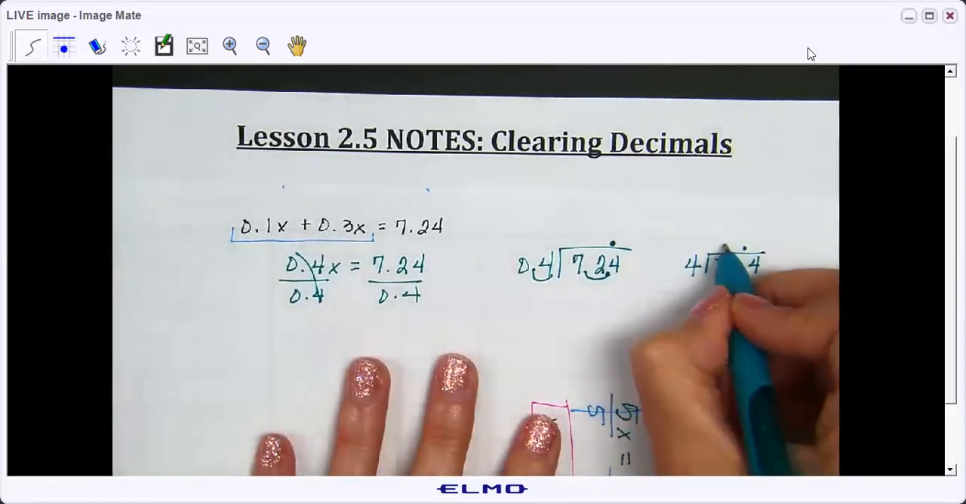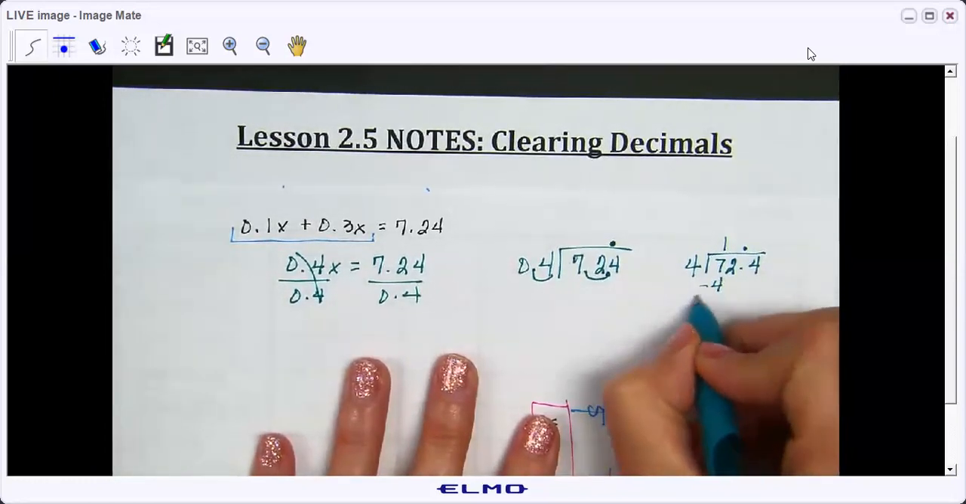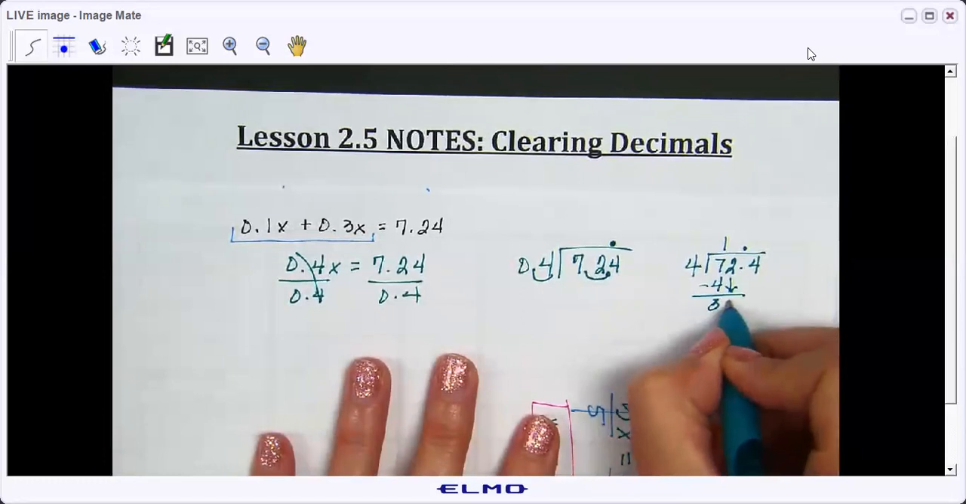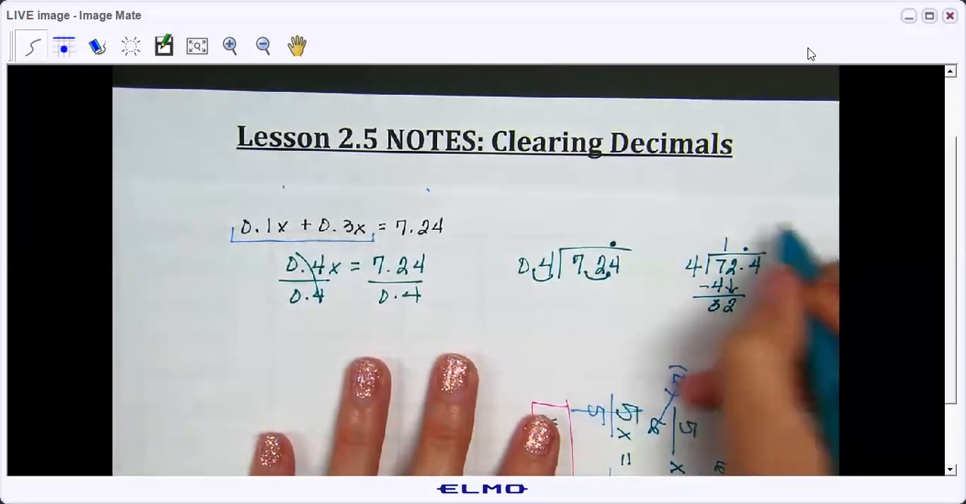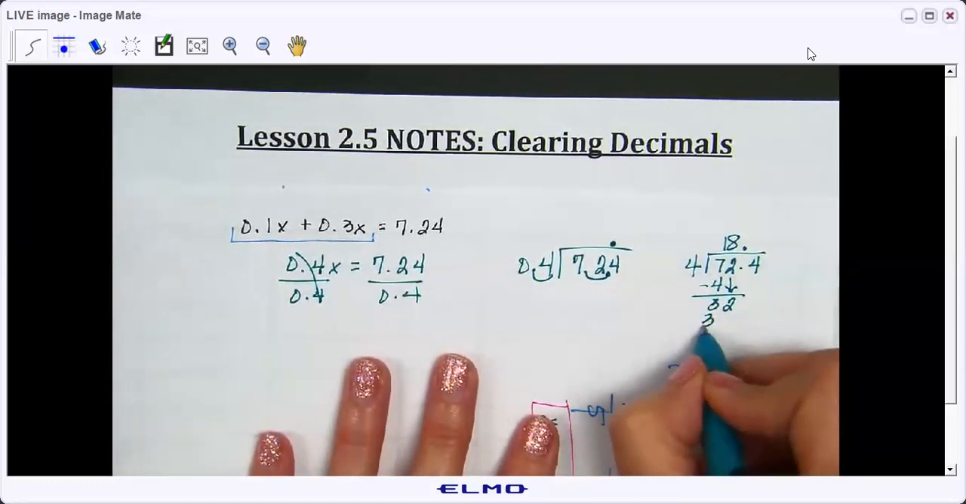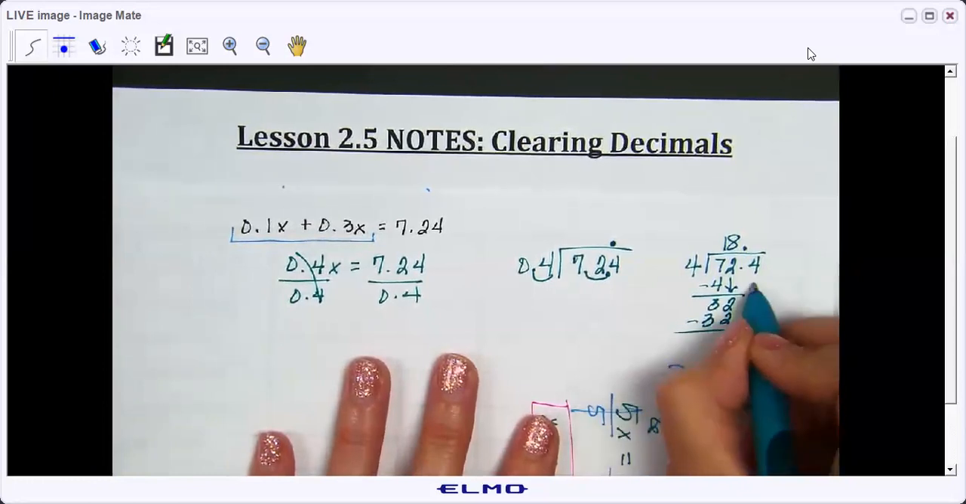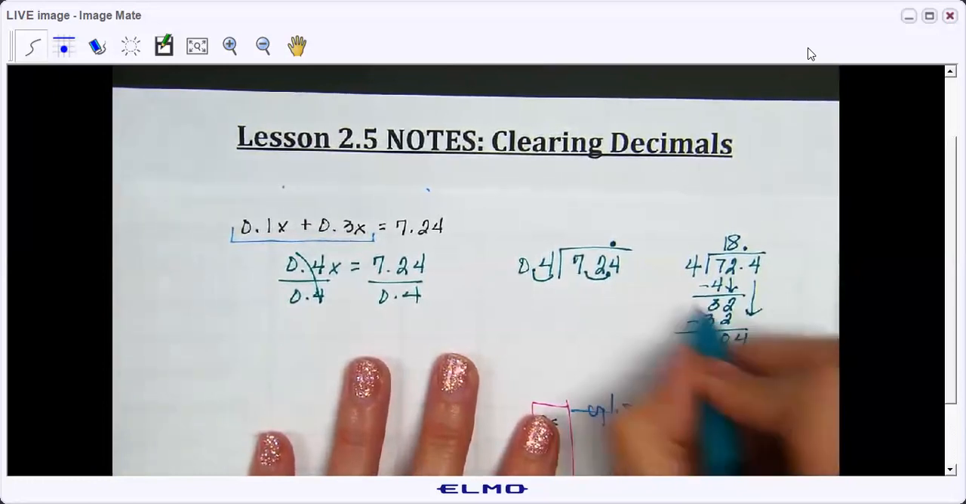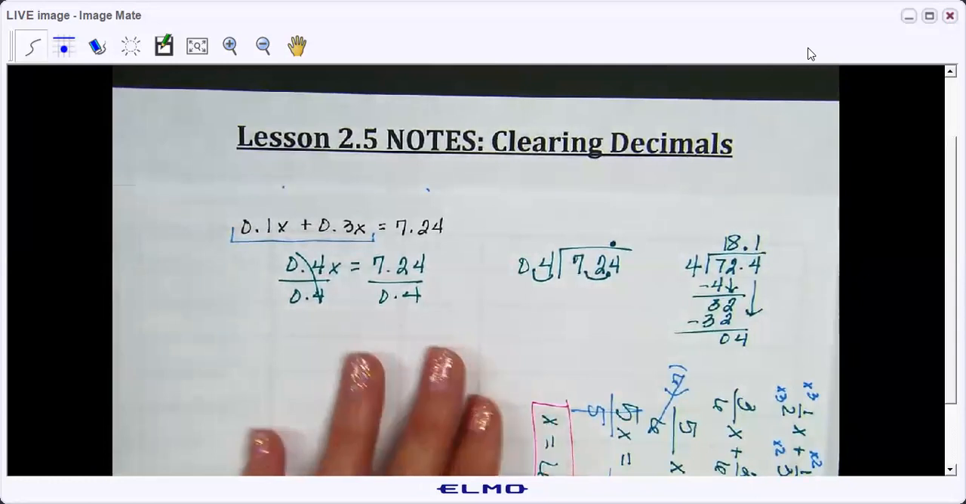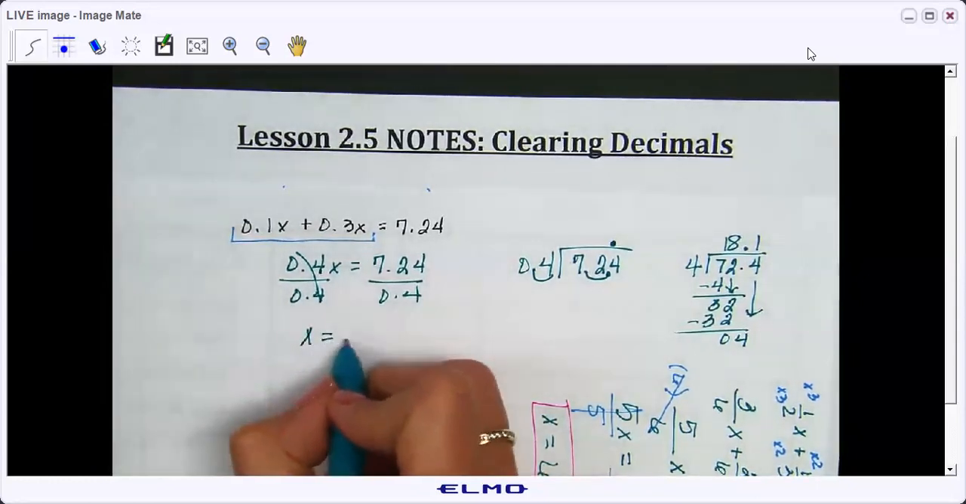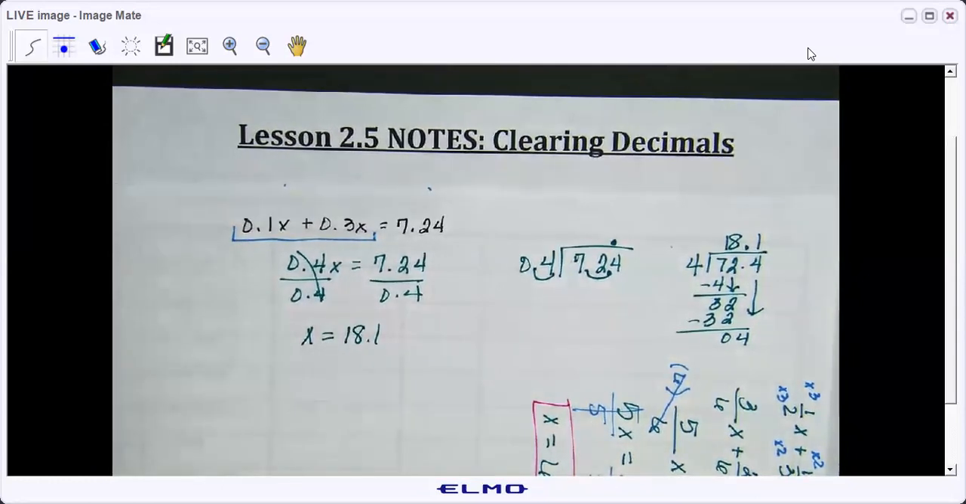4 goes into 7 one time. 4 goes into 32 8 times. Bring down my 4, and 4 goes into 4 one time. And I'm left with x equals 18.1. So I end up with the same answer. Just I did a little bit different work.